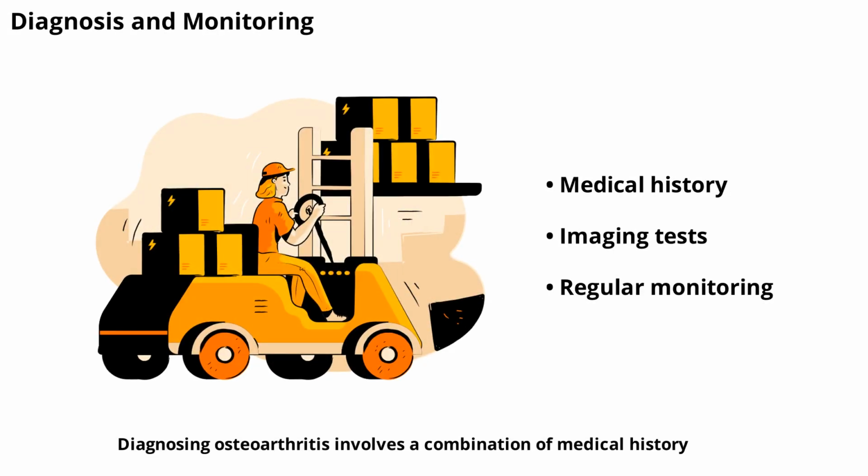Diagnosing osteoarthritis involves a combination of medical history, physical examination, and imaging tests like X-rays or MRI. Monitoring the progression of the disease is important for adjusting treatment plans. Regular checkups help track changes in joint structure, pain levels, and mobility, allowing for timely interventions.